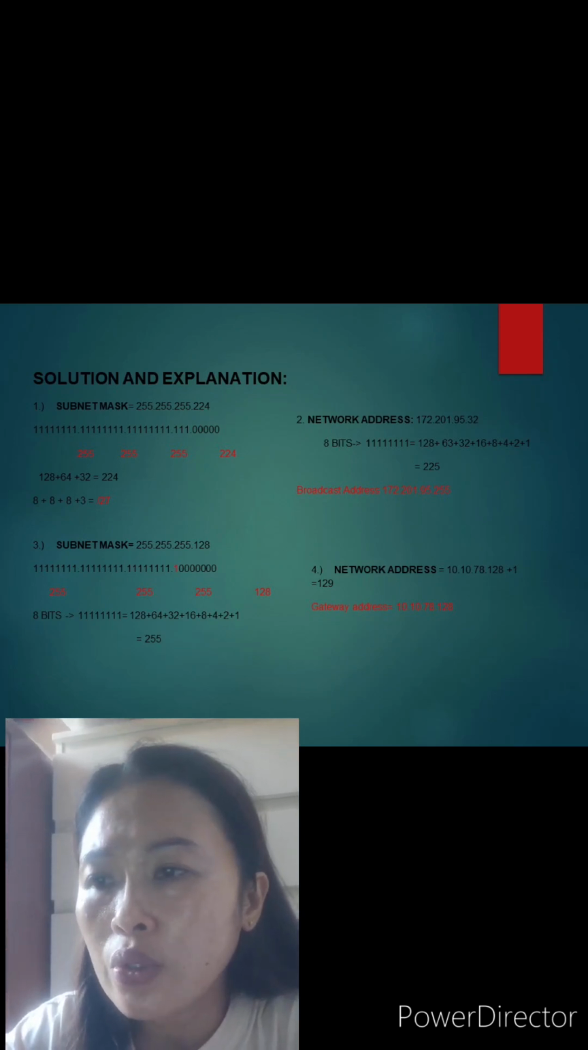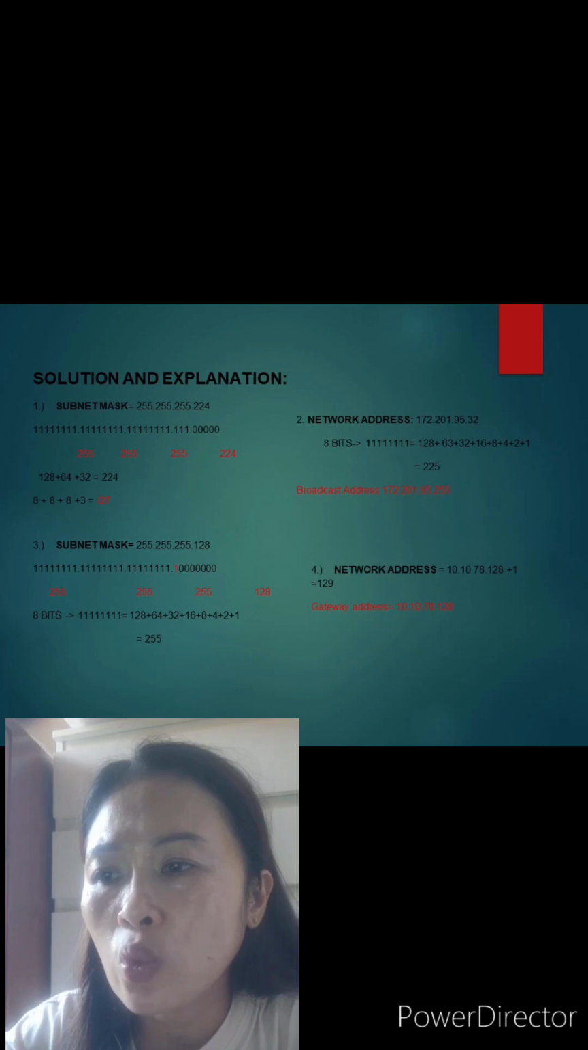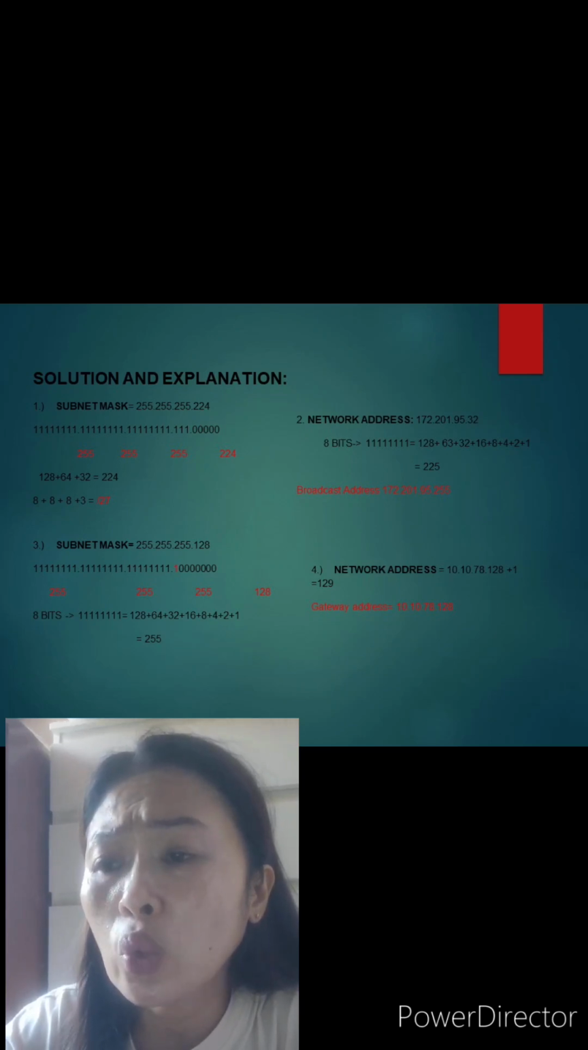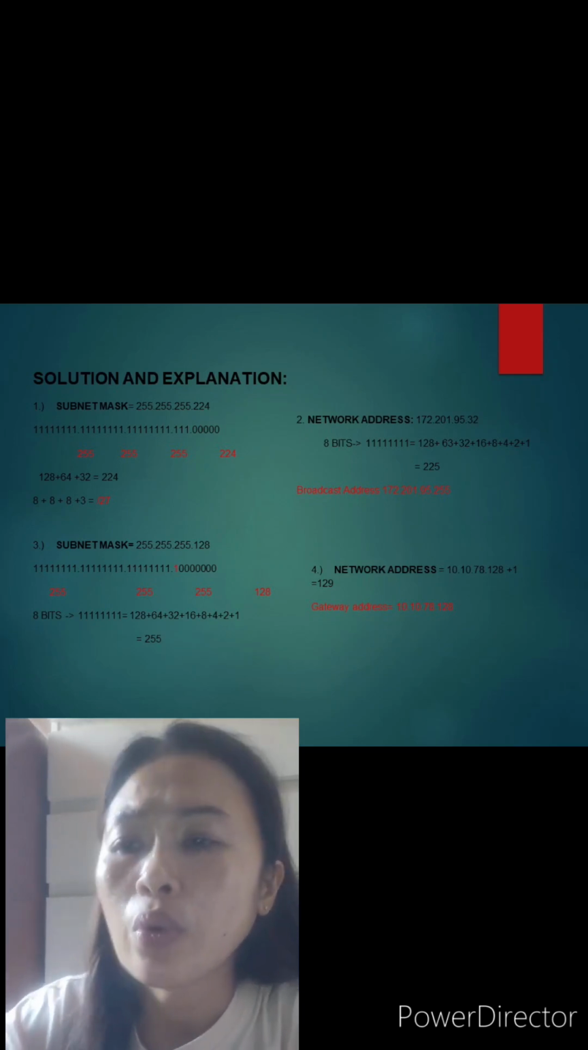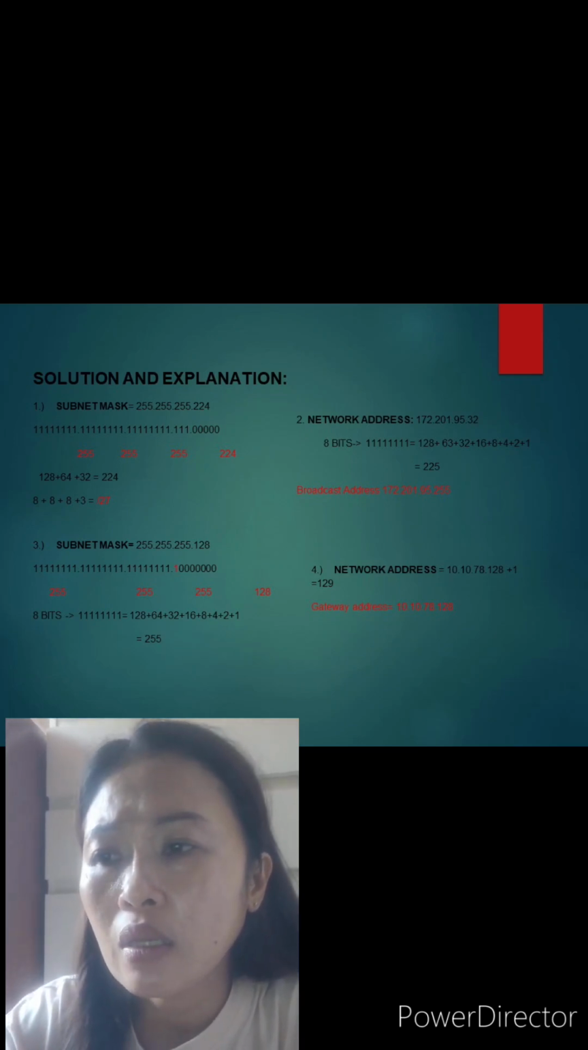So 84 also is greater than 64. 84 is lesser than 128, that's why it becomes 0, but 84 is greater than 64, that's why it becomes 1. And 20 is lesser than 32, that's why 0. So 20 is greater than 16, that's why 1. And 4 equals 4, that's why it becomes 0. It's the same explanation with the first column. Let's proceed to number 5.